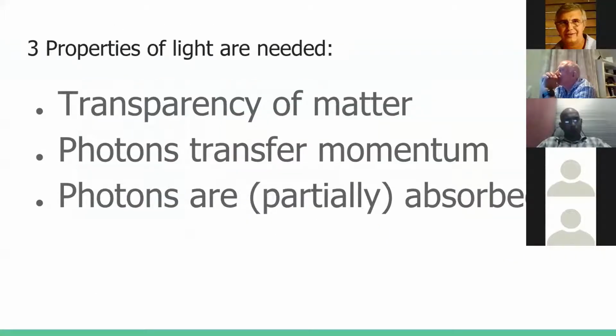We need three properties of light to build gravity from electromagnetic waves. First of all, we need to show that electromagnetic waves experience transparency of matter. So in other words, it can move through matter. We will talk about all of these just now. We also need to show that photons can transfer momentum. We also need to show that photons are and can be absorbed partially or wholly into matter. None of these are figments of my imagination. They are real physics items.